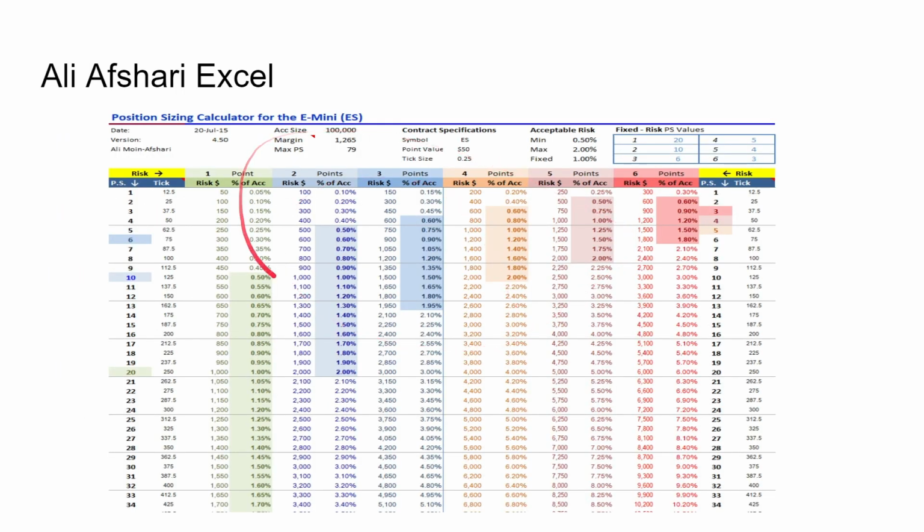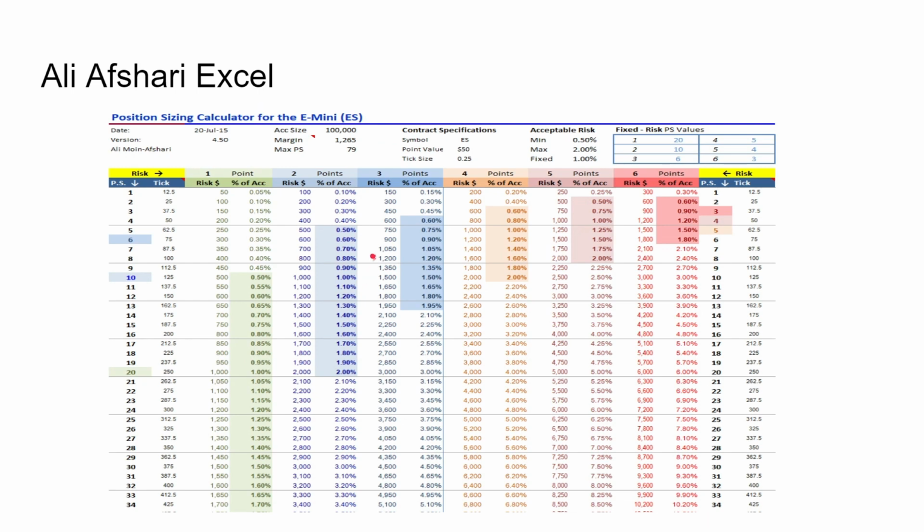This is an Excel file of essentially what I was just talking about, but a more visual representation. It's hard to calculate those numbers quickly and efficiently in the middle of a day when you're trading. So this is actually an Excel file that Ali Afshari made that you can have up on another monitor, and you can input your different values here to adjust this accordingly.